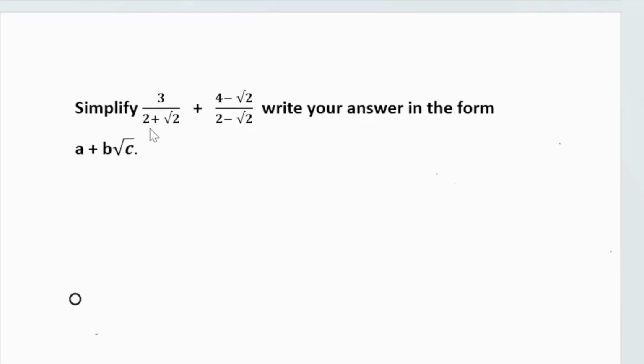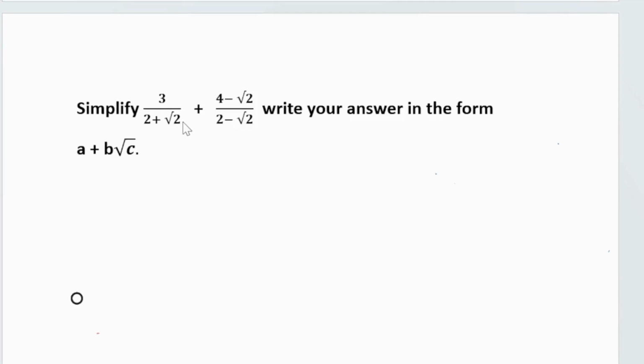Simplify 3 over 2 plus square root 2, plus 4 minus square root 2 over 2 minus square root 2. Write your answer in the form a plus b square root c. Now, the first thing we need to do is to add these two surds. We can add these two surds by finding the LCM of their denominators.